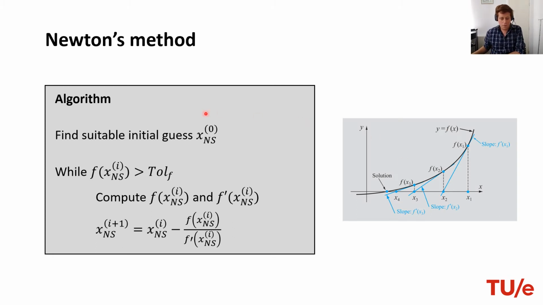So the algorithm looks somewhat like this. We start by finding a suitable initial guess, x0, and then as long as the tolerance is not fulfilled, as long as our stopping criterion is not fulfilled, a small correction to the slide: this should be in absolute values. So as long as f is larger than this small number which we specify beforehand, we compute the function, we compute the tangent line, and we do the Newton update formula.